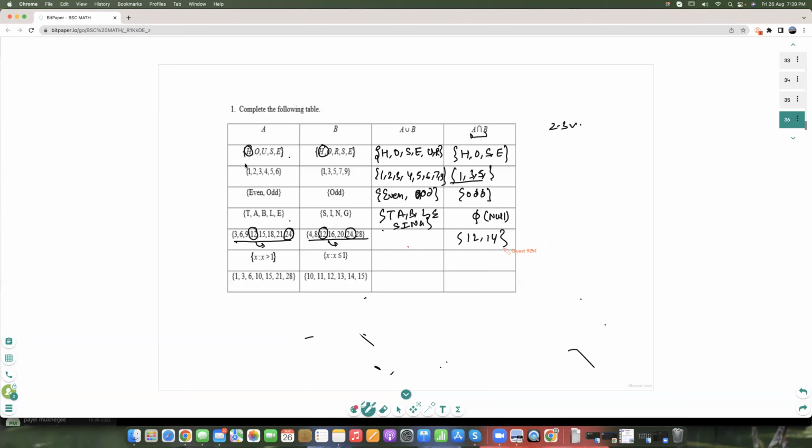And what is there in the union? You can take it like 3, 4, and then 6, and then 8, and then 9. You can write it down like this. Okay. It goes very long, sir.